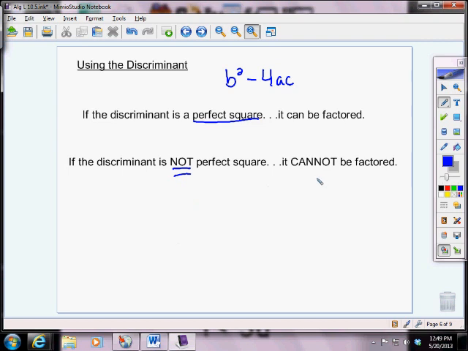So as you're moving along with your work with quadratics, if you're going to try to factor something, you might want to take a few seconds to do the discriminant. That's going to tell you whether you're not wasting your time and it can be factored, or don't even bother. You're going to have to use another method for solving the equation, like maybe the quadratic formula.